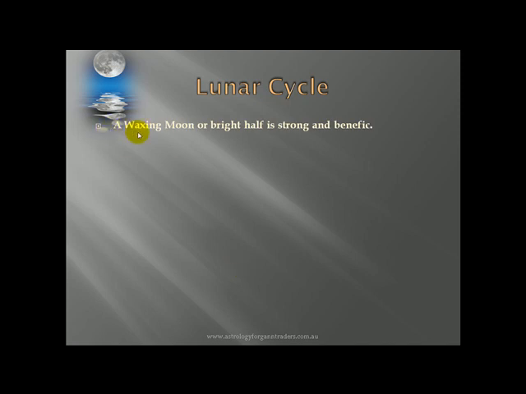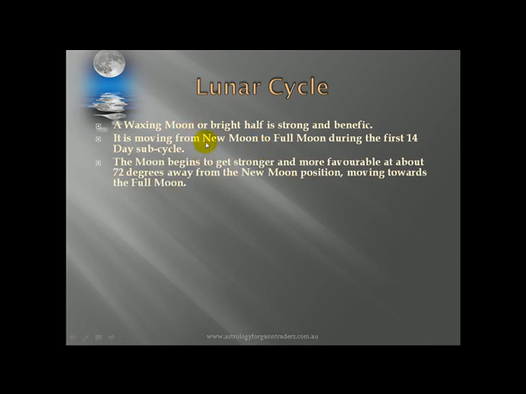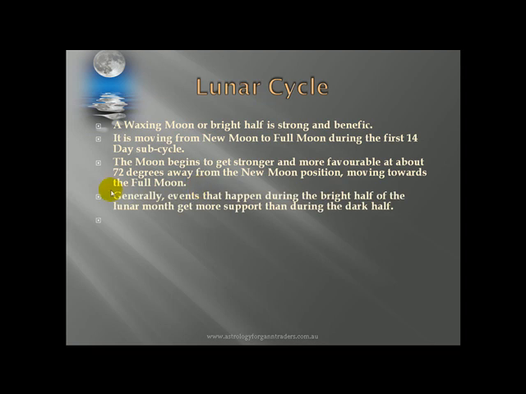A waxing moon or bright half is strong and benefic. So that's the waxing phase, it's the beginning phase. Moving from new moon to full moon during the first 14 days is known as a subcycle. The moon begins to get stronger and more favorable at about 72 degrees away from the new moon position, moving towards the full moon. Now 72, we're using the fifth harmonic here, so that's an important degree to be looking at as well.